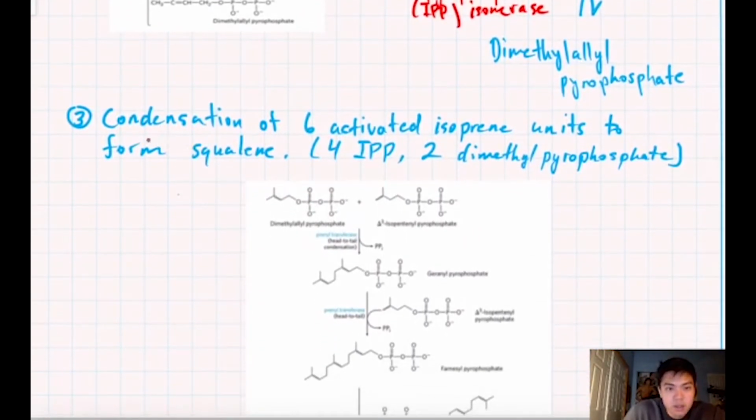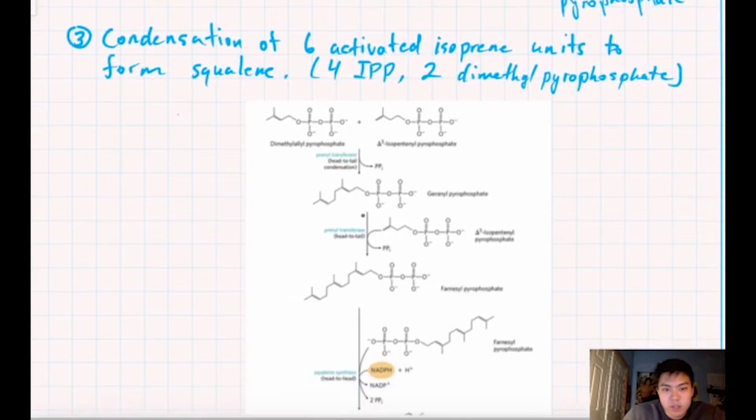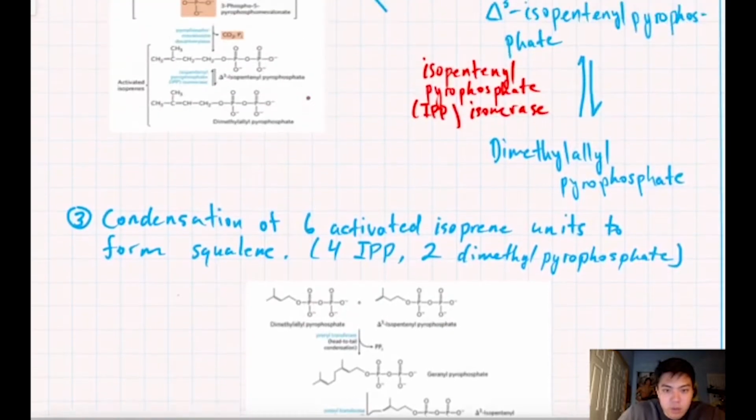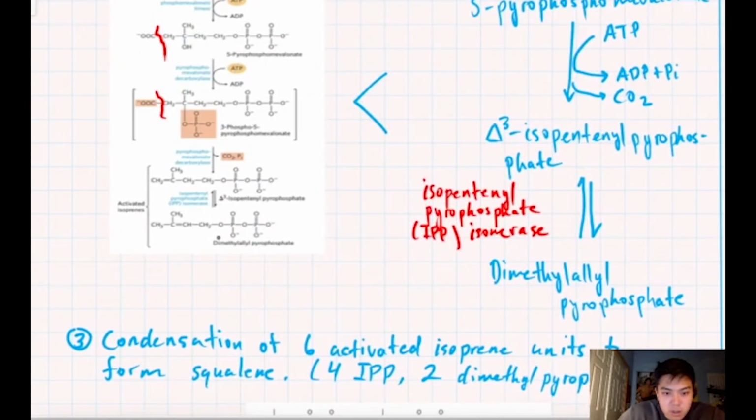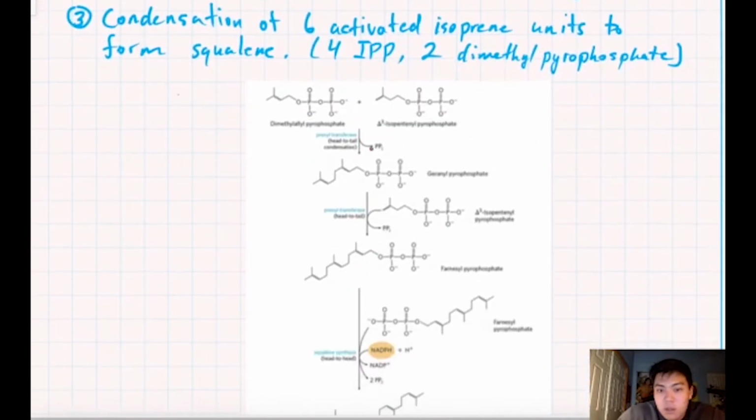Let's see how we make it. So condensation of 6 activated isoprene units to form squalene. All right, so we start off with each of our activated isoprene units, right? So remember up here we made isopentenyl and also dimethylallyl. And they're basically just going to combine. You're going to lose a pyrophosphate group, and this is called head-to-tail condensation. So it's exactly what it sounds like. The heads and the tails will combine, right? You're going to use a prenyl transferase for this, and you're going to get geranyl pyrophosphate.